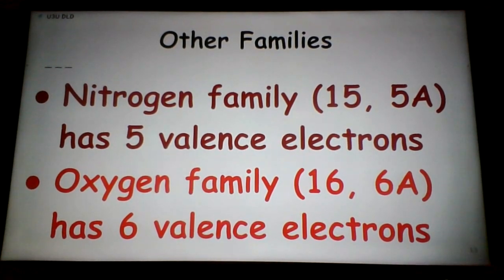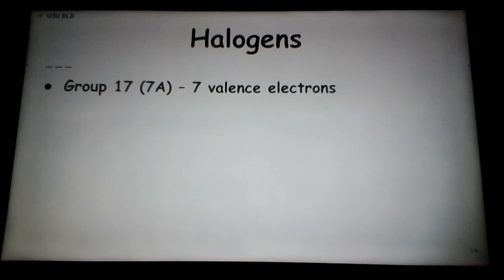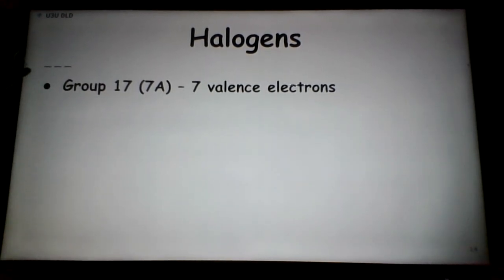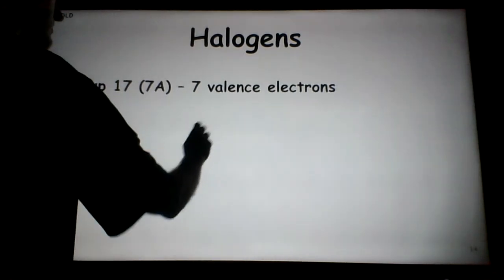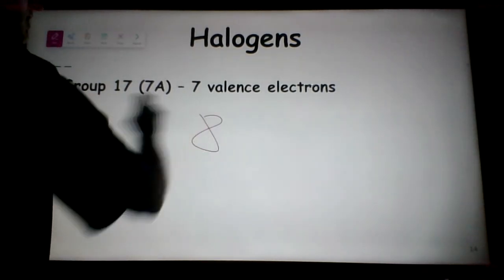Ready? Okay, then we get to group 7A or 17, and we call that the halogen group. And here I'm going to remind you of that magic number of 8. Sometimes that drawing tool doesn't quite go.